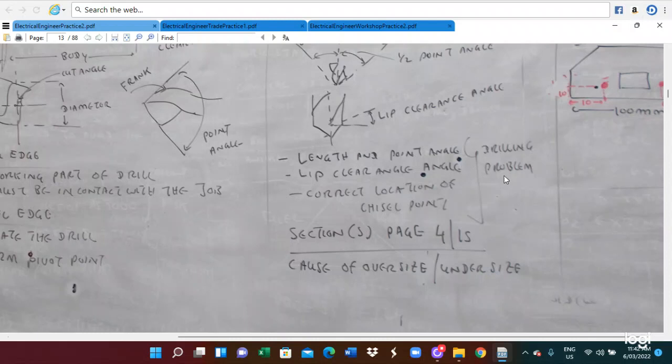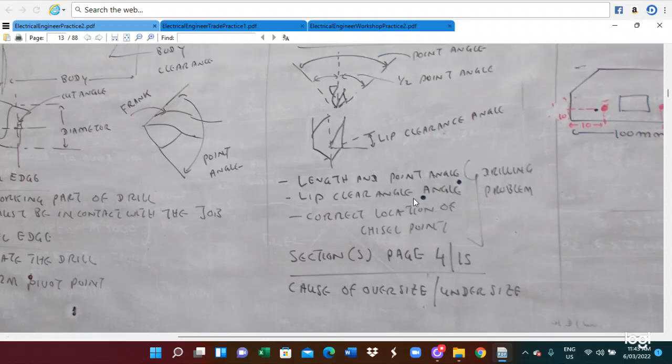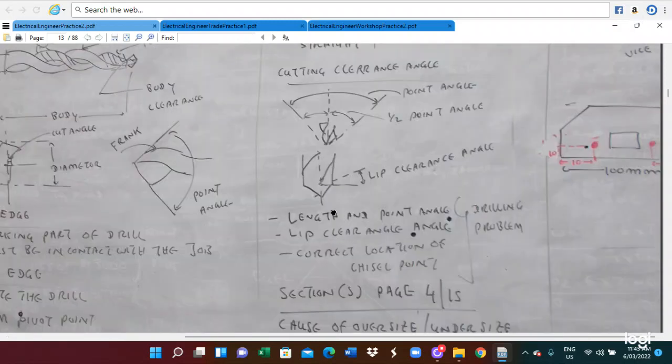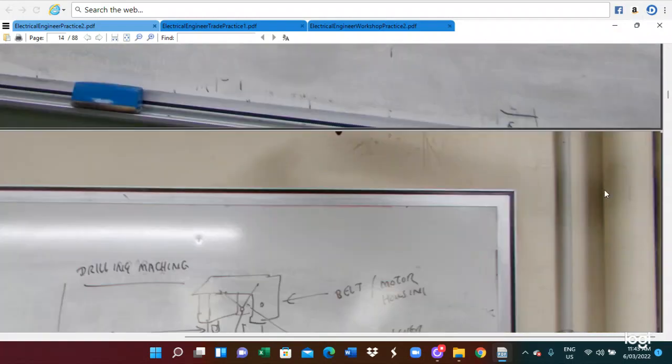So when you are doing any drilling, we have to know about the lip and the point angle, the lip clearance angle, as well as the correct location of the chisel point. Those are important aspects of drilling. In this case, an oversize or undersize hole can happen. If you do not pay proper attention to the drilling angle or point angle, the hole can be either oversize or undersize. So in practice, you can drill all those workpieces.